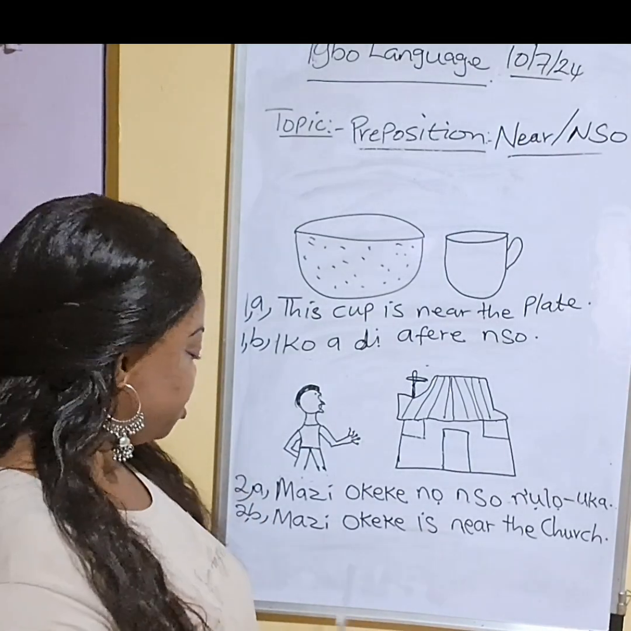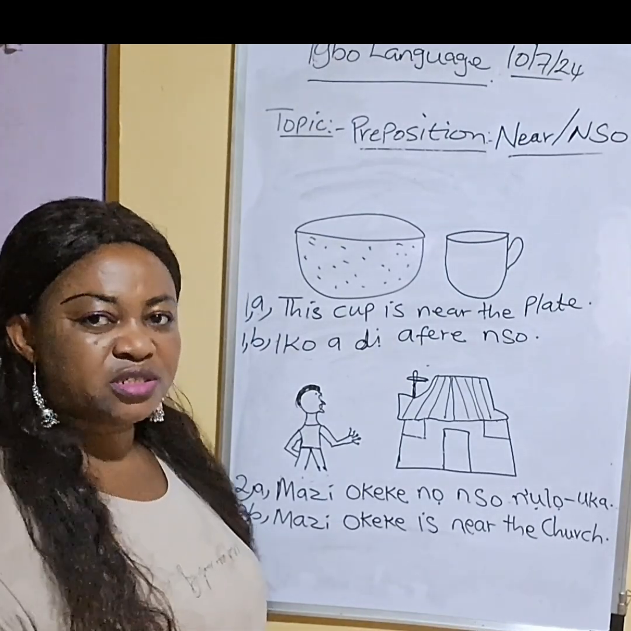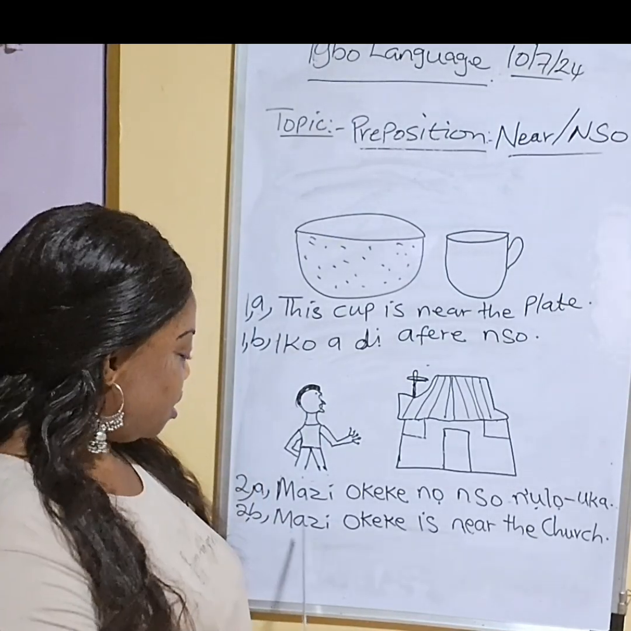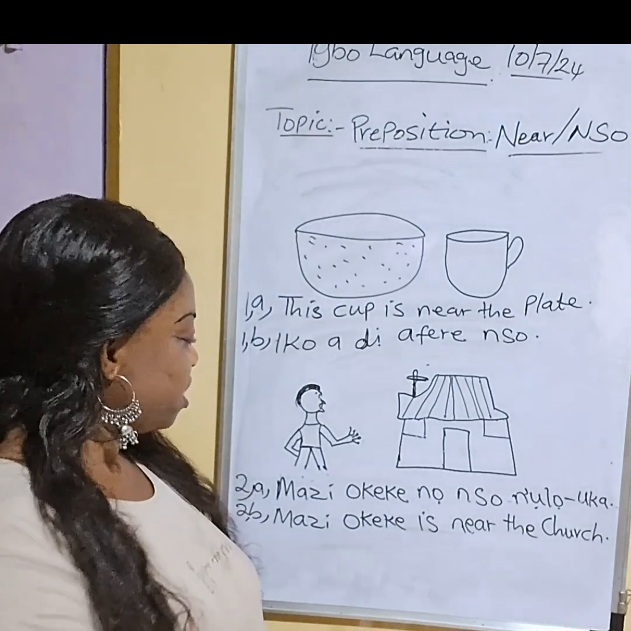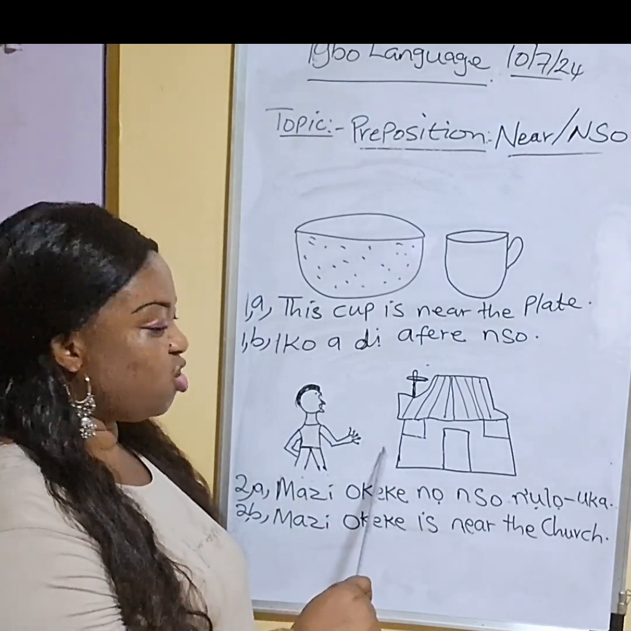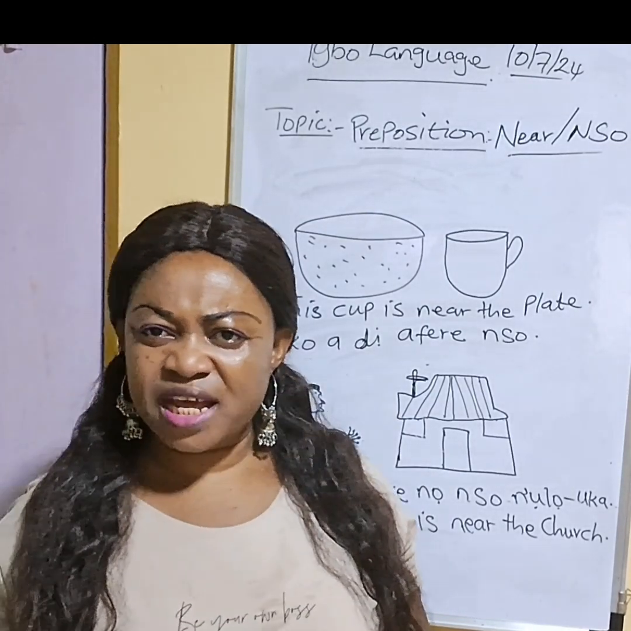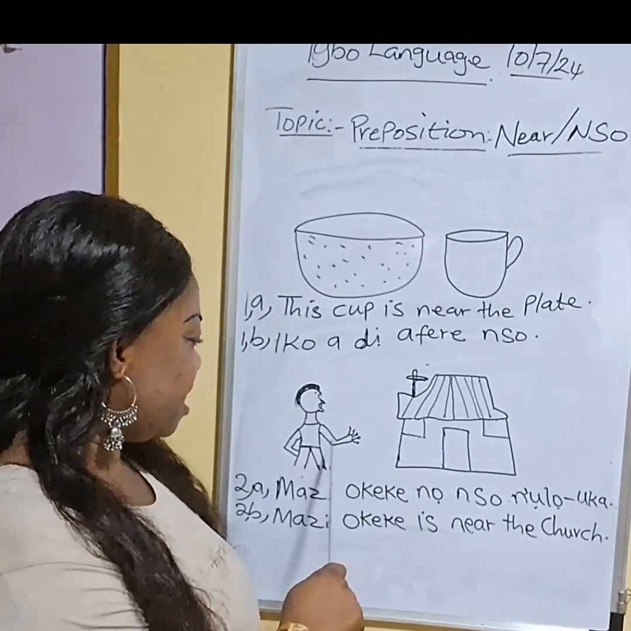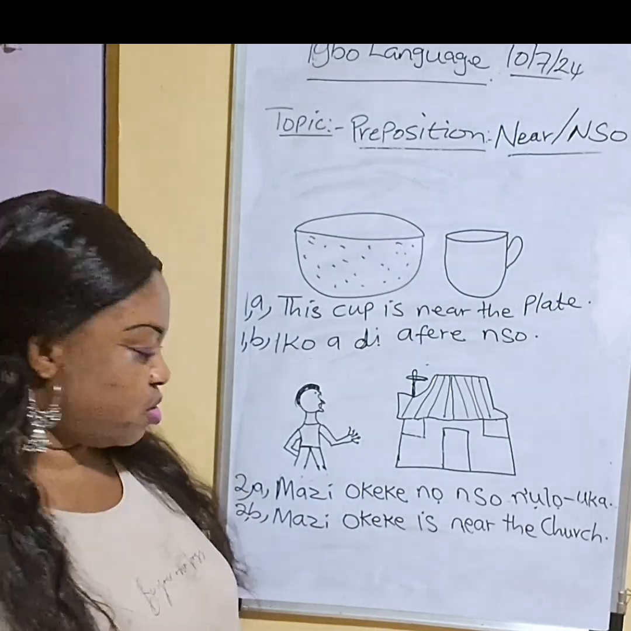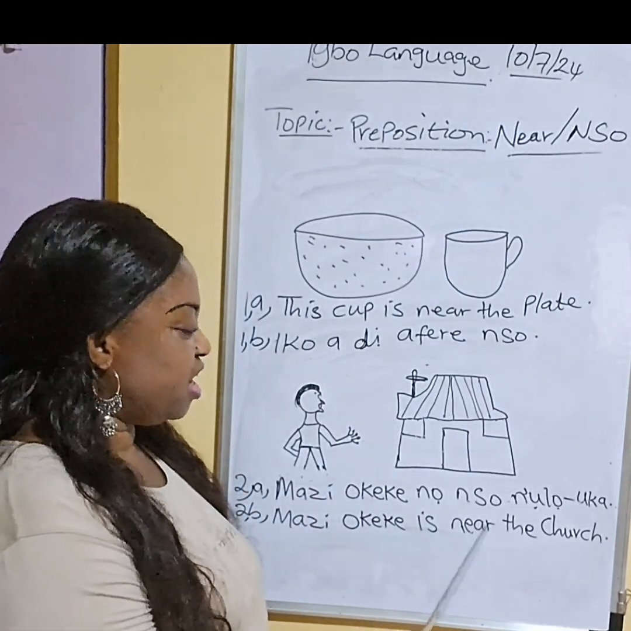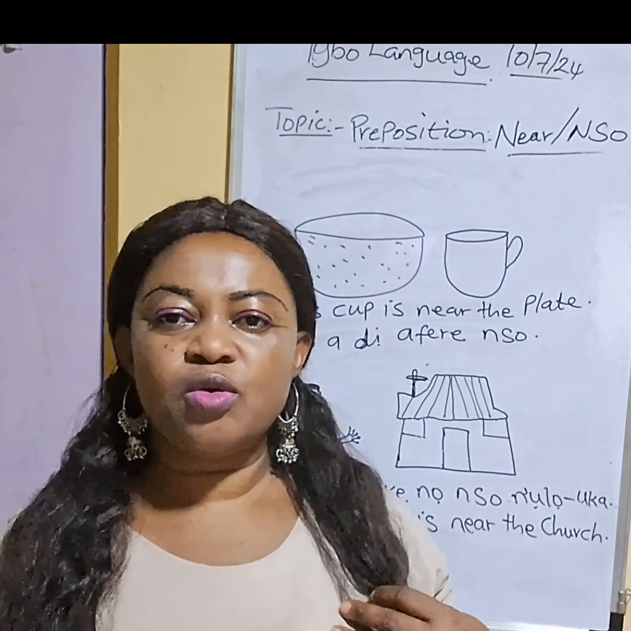Meaning in English, Mazi Okeke is near the church. Say it again. Mazi Okeke is near the church. You can see him standing closer to the church. Can I ask you, class, is Mazi Okeke far away from the church? No. Mazi Okeke is near the church. Mazi Okeke nọ nso na ụlọ ụka.